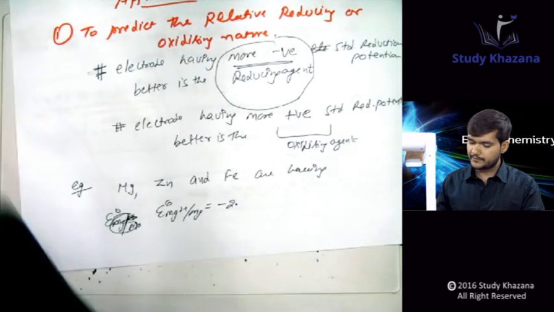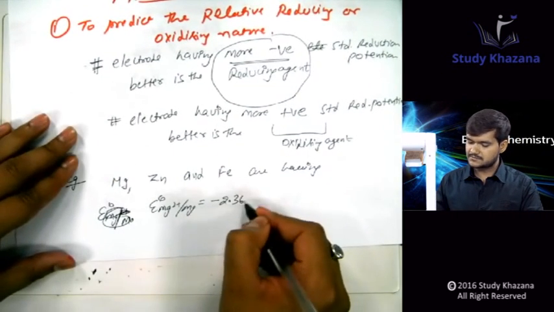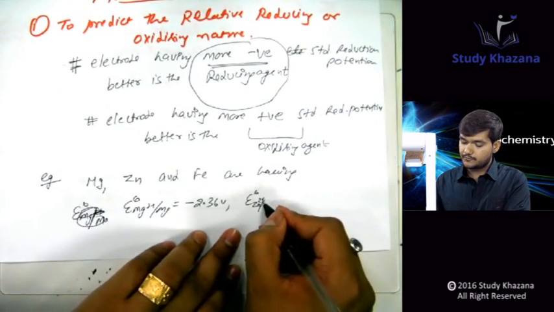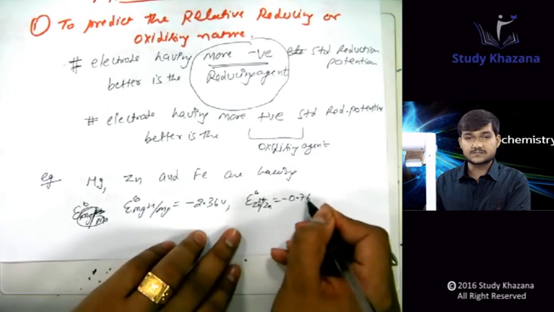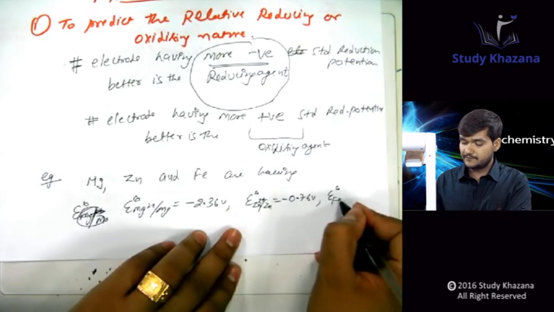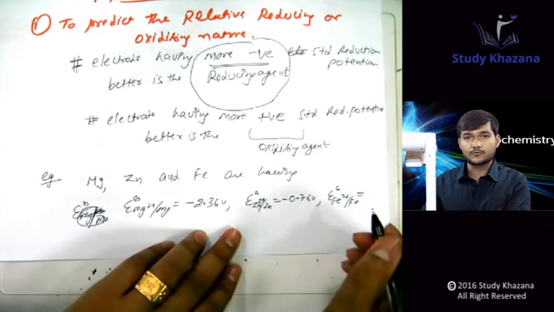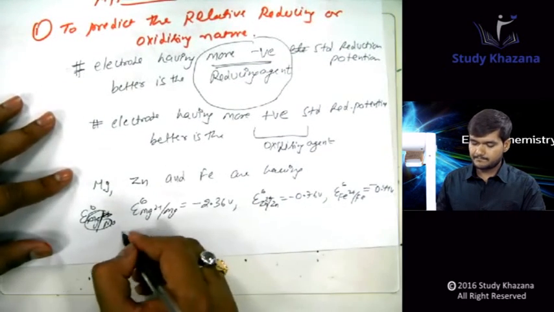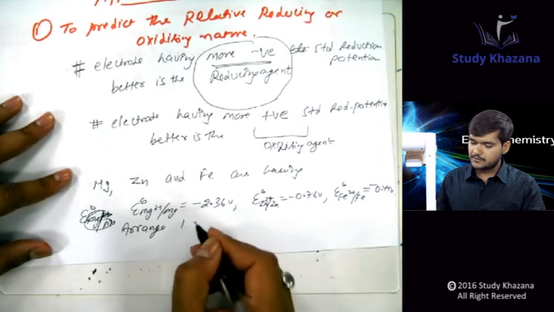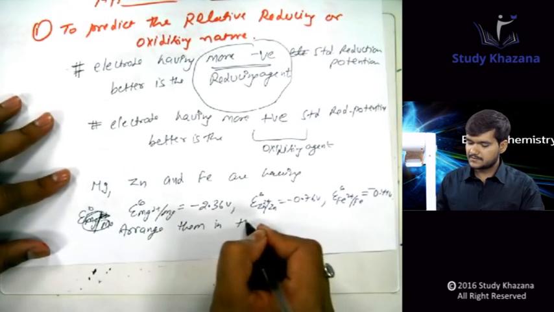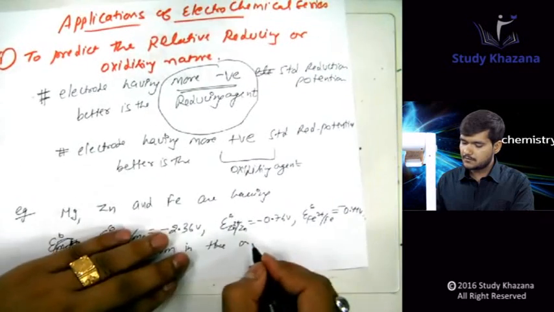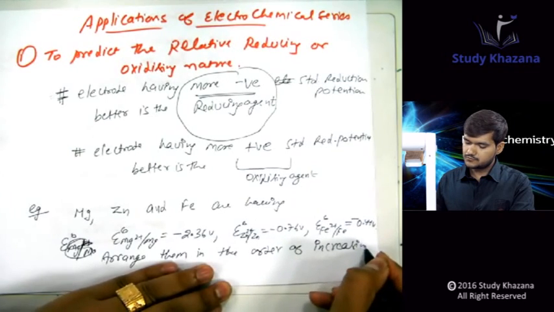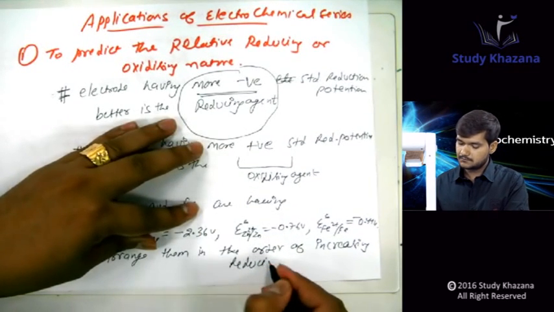The value is minus 2.36 volt. For E naught Zn, you already know Zn2+/Zn is minus 0.76 volt, and for iron, Fe2+/Fe, it is given as minus 0.44 volt. Now the question is: arrange them in the order of increasing reducing strength.